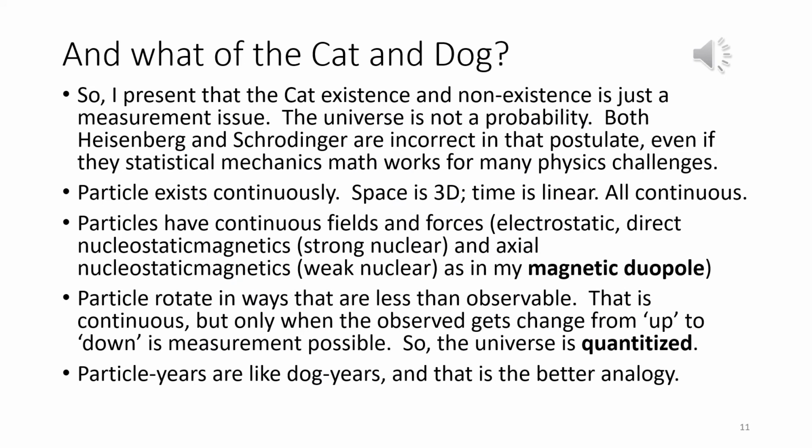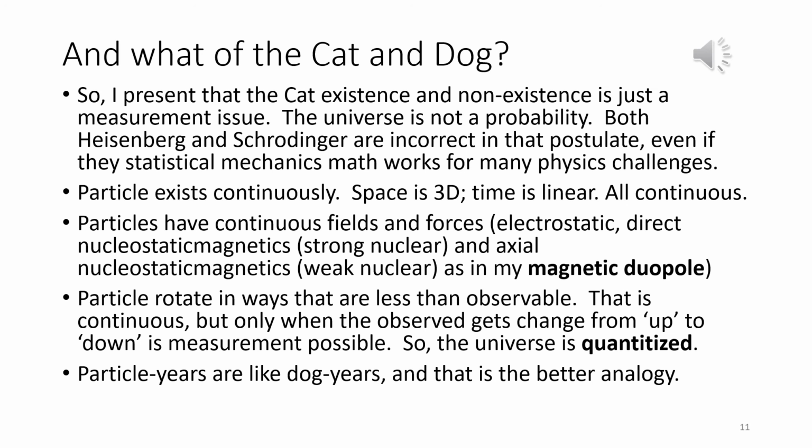So, I present that the cat existence and non-existence is just a measurement issue and a time issue. The universe is not a probability. Both Heisenberg and Schrodinger are incorrect in that postulate, even if their statistical mechanics math works for many physics challenges. Particles exist continuously. Space is 3D, time is linear. All continuous. Particles have continuous fields and forces, from A, electrostatic, B, direct nucleostatic magnetics, strong nuclear, and C, axial nucleostatic magnetics, weak nuclear, as in my magnetic duopoly.